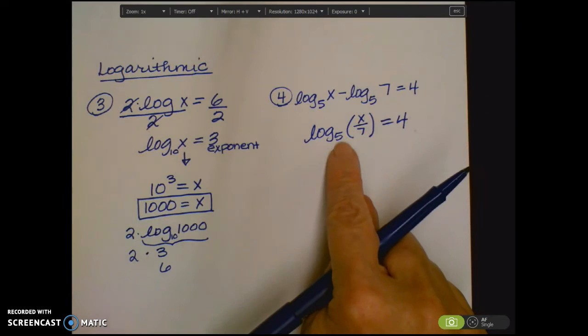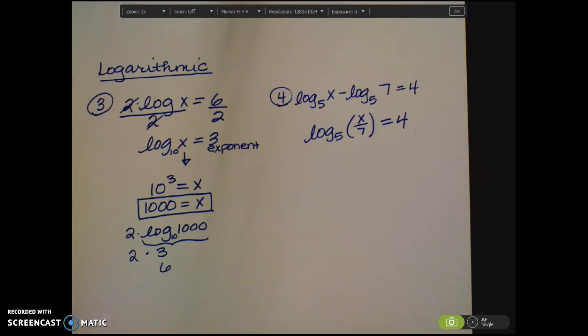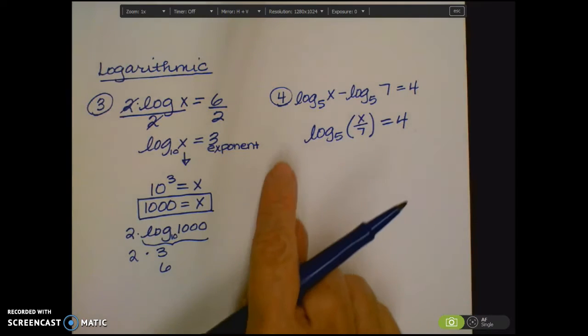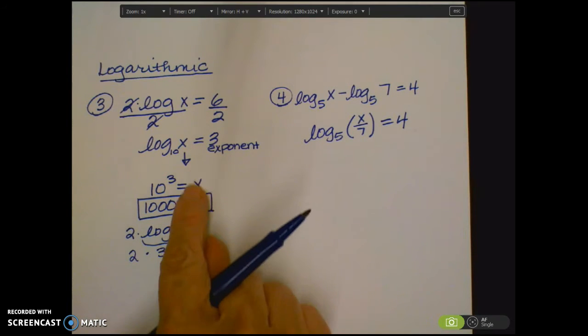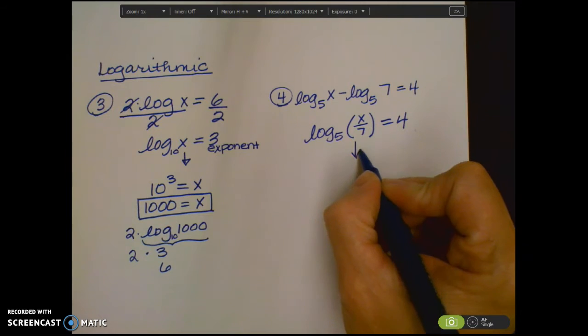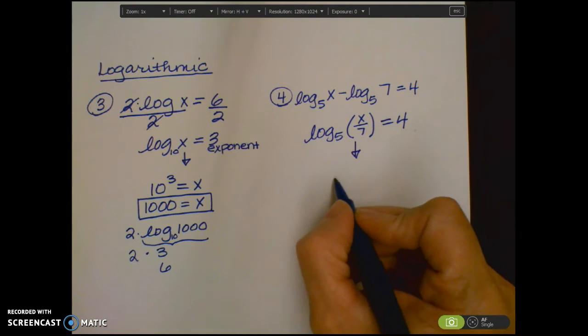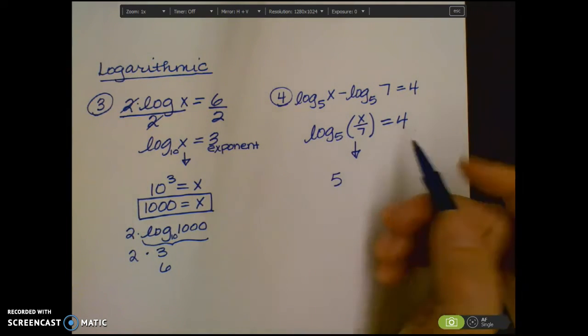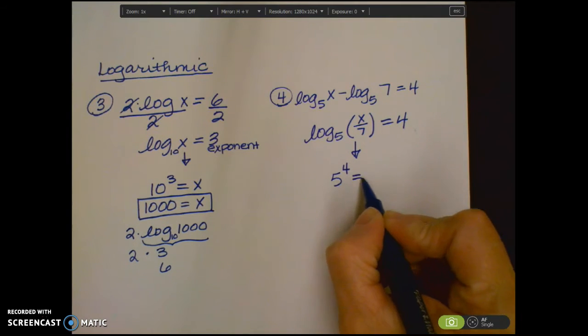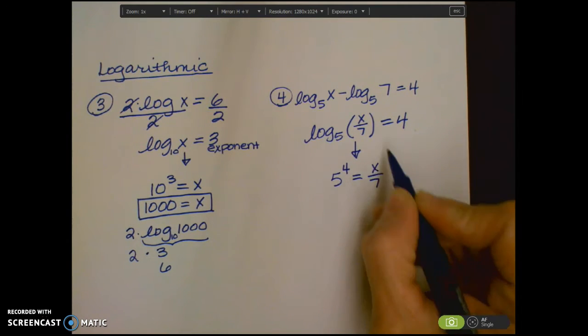So now we have a single logarithm to work with, and we're going to treat it much the same way that we did the last problem. In this case, we're going to change it into exponential form. So our base in this case is 5, exponent is 4, equals x over 7, that quantity.